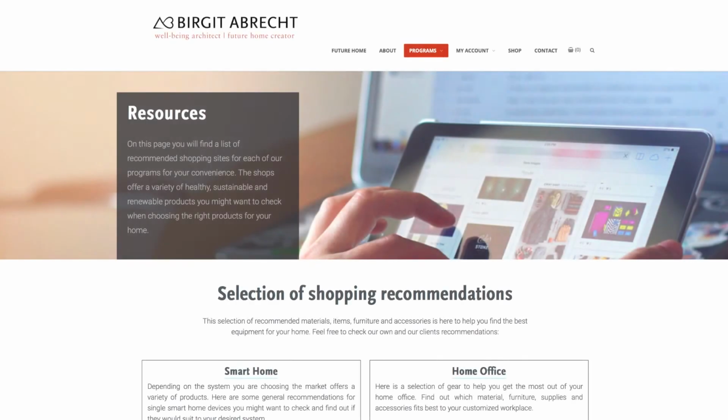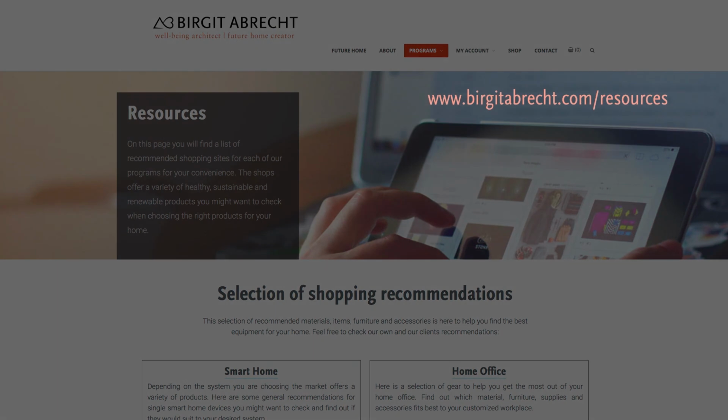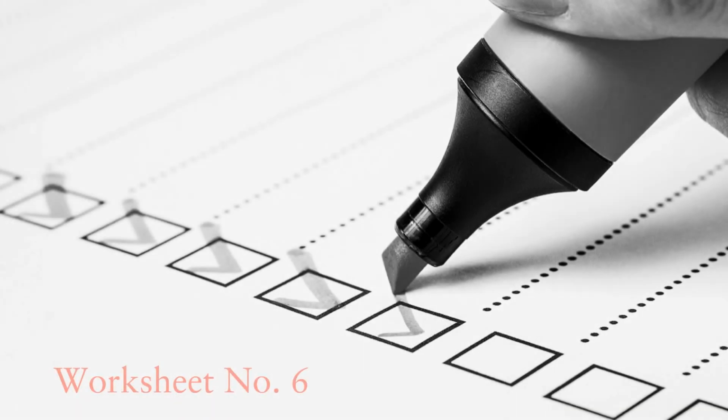A lot of customers are asking for recommendations concerning their home automation system and single devices. Well, for this purpose, I have set up a resource page on my website where you will find several links to single devices you might want to consider. Also, you will find a shopping assistant for your home automation system. It's on worksheet number 6.